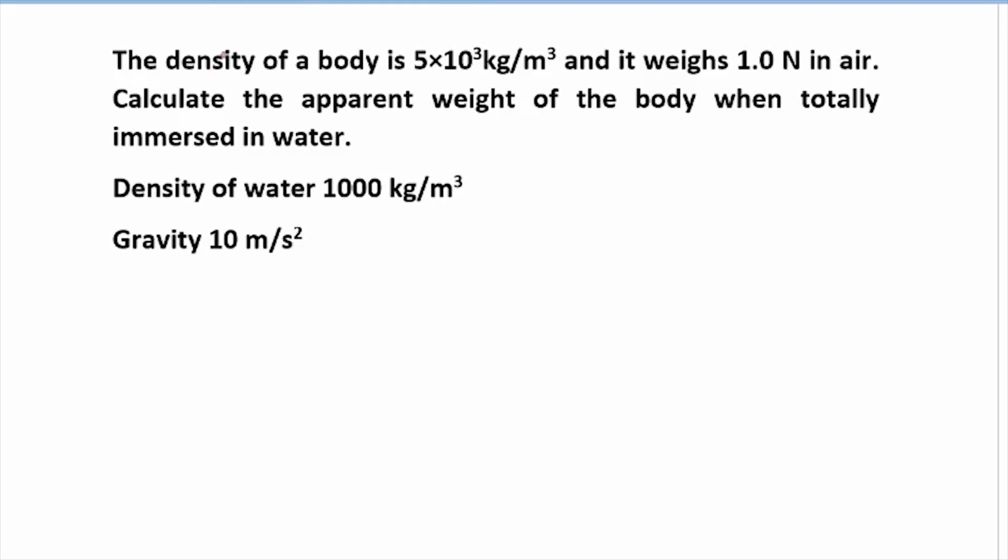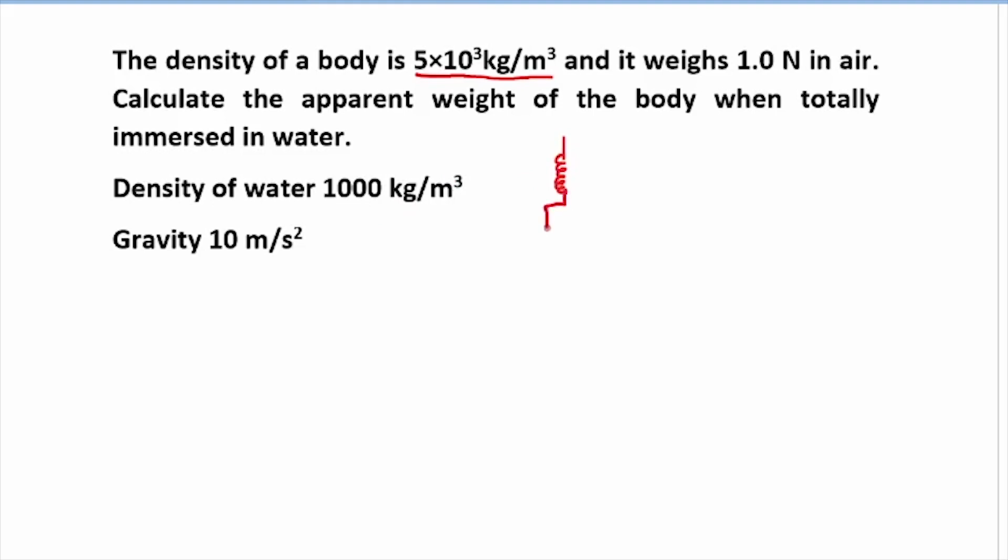Number 3: the density of a body is 5 times 10 to the power 3 kilograms per meters cubed, and it weighs 1 Newton in air. Calculate the apparent weight of the body when totally immersed in water. So they're telling us that the density of the water is 1,000 kilograms per meters cubed, and the gravity is 10 meters per second squared. Now, again, I like to summarize my things using a diagram.